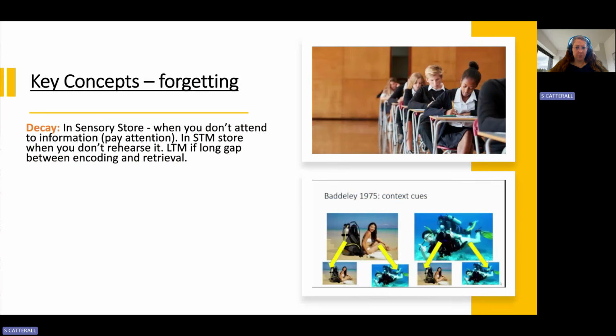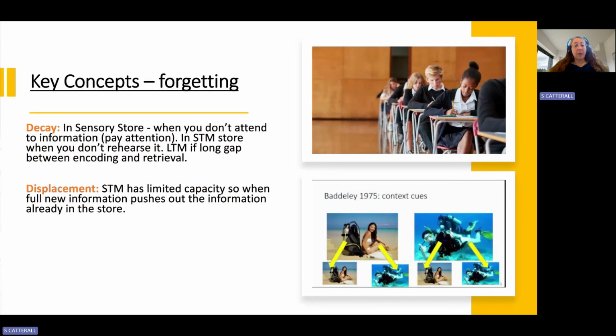In fact, actually, hold on. It's when you don't rehearse it, I'm sorry. So decay happens both in the sensory store and the short-term memory store. That's why I was getting confused. And then displacement also happens in short-term memory. Because short-term memory has a limited capacity of 7 plus or minus 2 items, so 5 to 9 items, when information is going in, the older information gets pushed out as newer information comes in. So it gets pushed out, which is what displacement means. So you forget it for that reason.